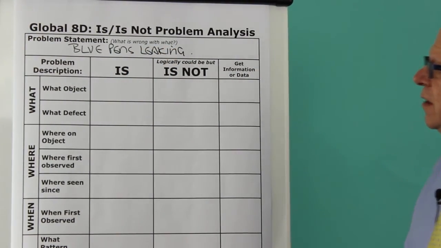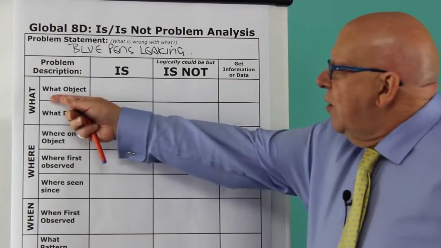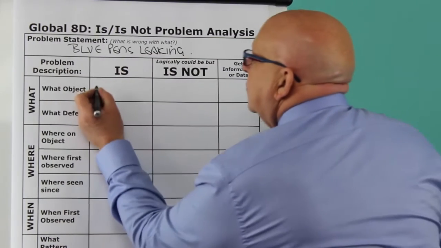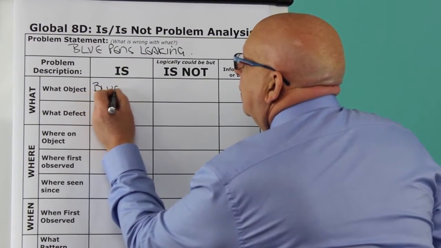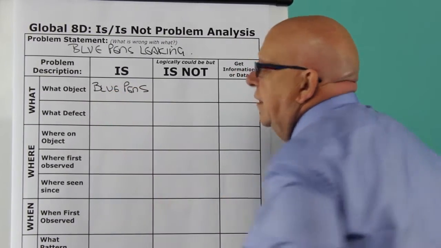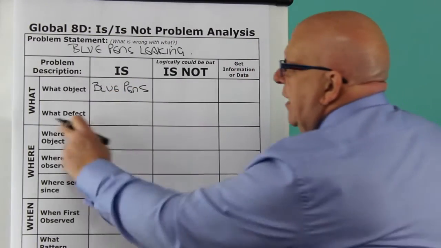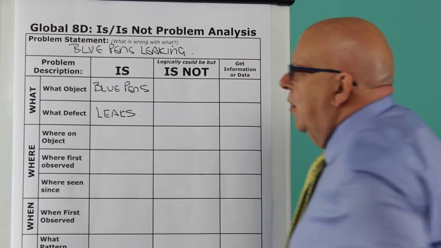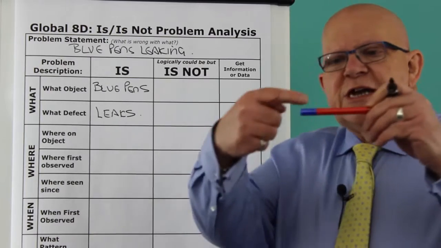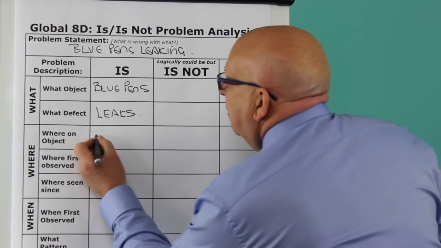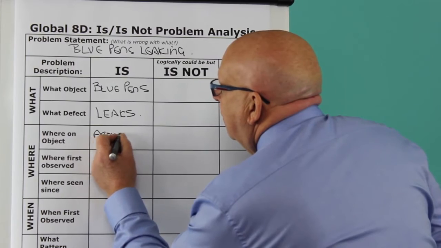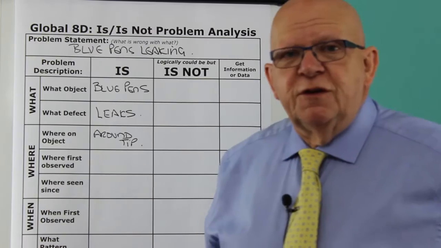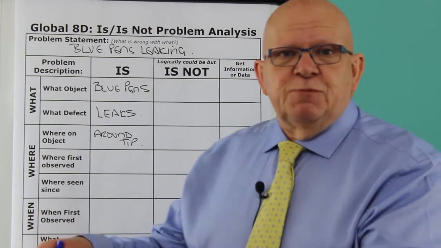Okay, so we're going to start looking at the is. So the object. What's the object? Well, it's blue pens. Defect or the symptom is leaks. Where on the object? If you remember, I said around the tip. Where was it first observed? In the stores, in finished packets.